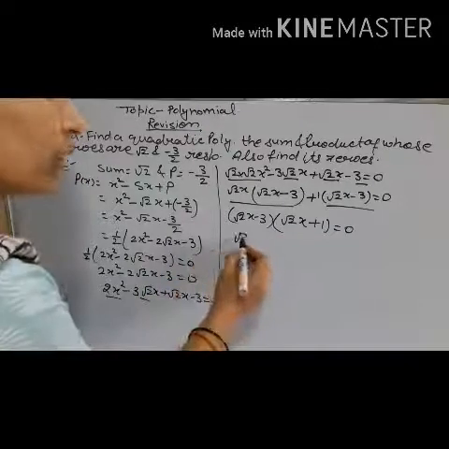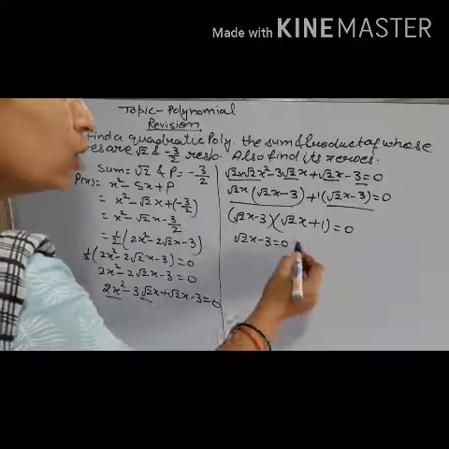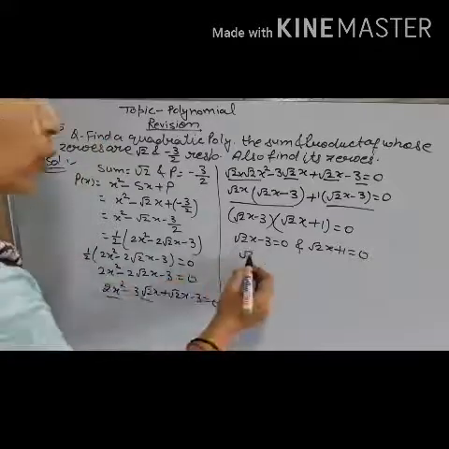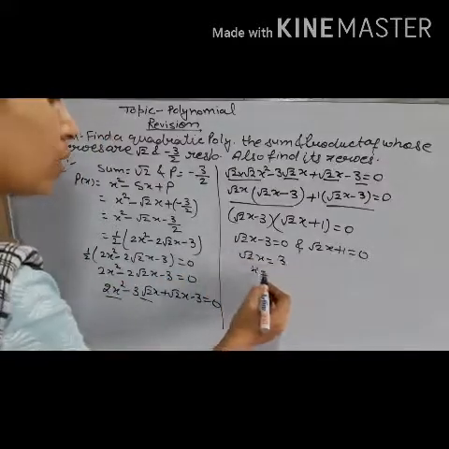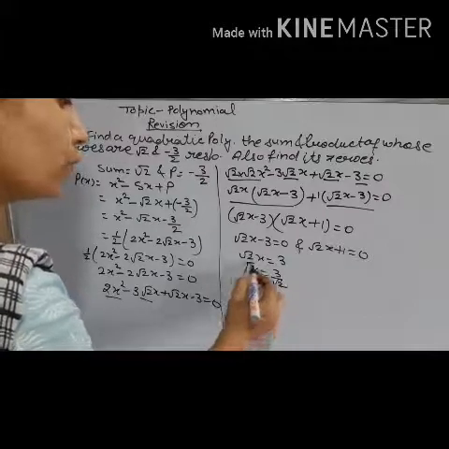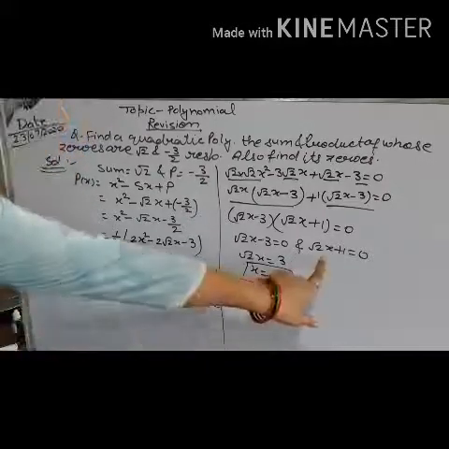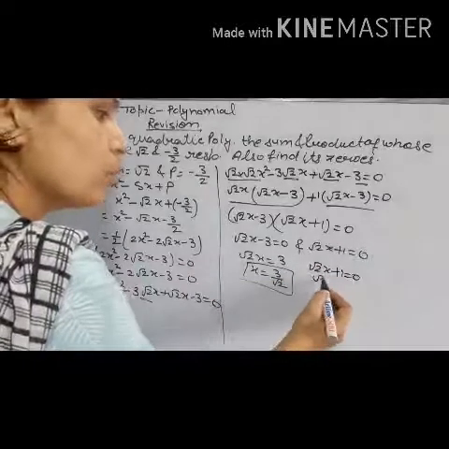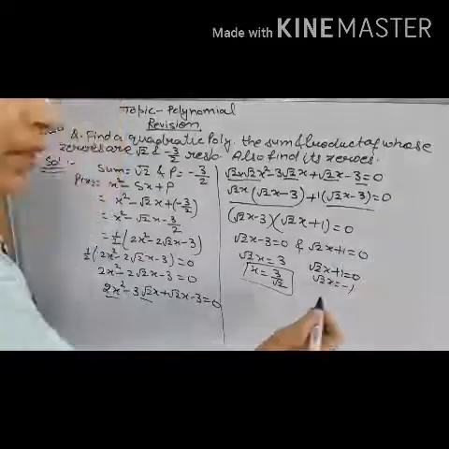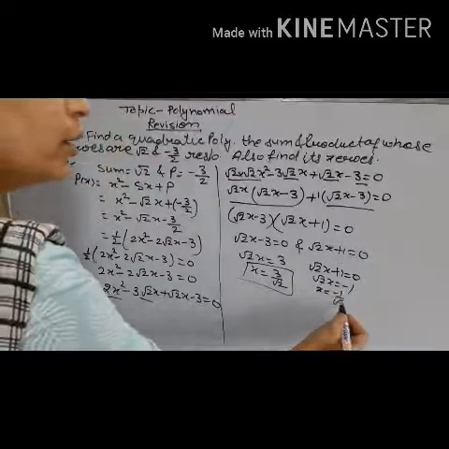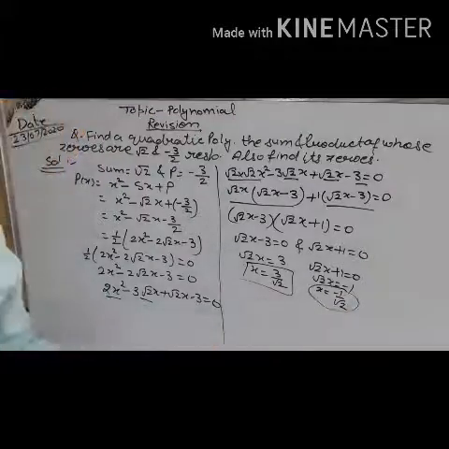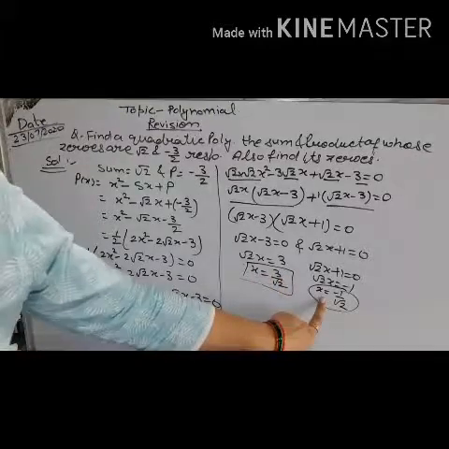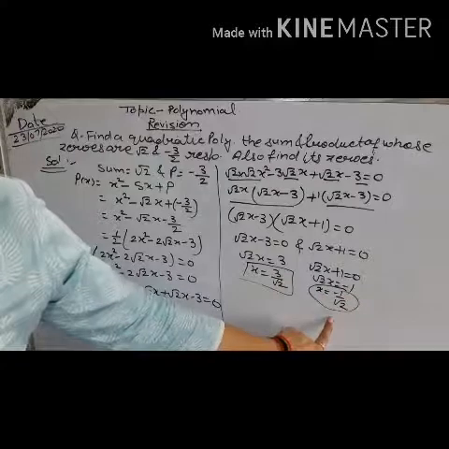Now equate these linear factors equal to 0: root 2x minus 3 equal to 0 and root 2x plus 1 equal to 0. So root 2x is equal to 3 and x is 3 divided by root 2. This is our first zero, and for the second zero, root 2x plus 1 is equal to 0, root 2x is equal to minus 1 and x is equal to minus 1 divided by root 2. So this is our second zero. First zero is x equal to 3 divided by root 2, and second zero is x equal to minus 1 divided by root 2.